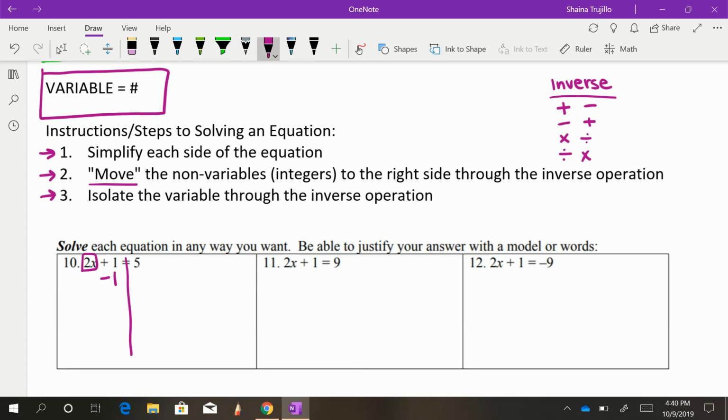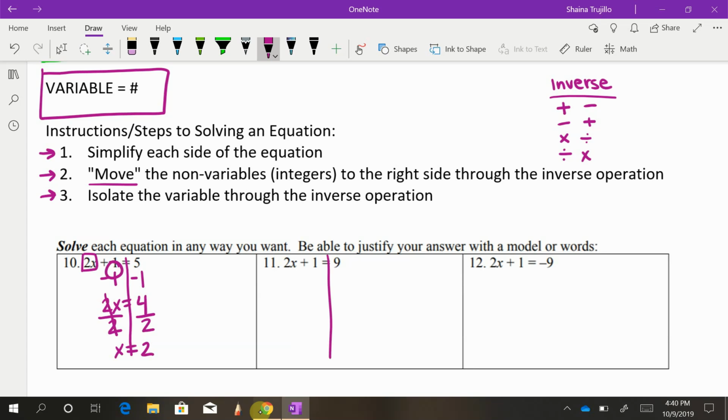Now remember, my whole goal is to make zeros and ones on this side so I can get my x by itself. What I do to one side, I have to do to the other. So I have 2x equals 4. I'm going to do the same thing through my inverse. This is 2 times x, so I'm going to divide by 2. So I get x equals 2. Okay, we're going to do it one more time.